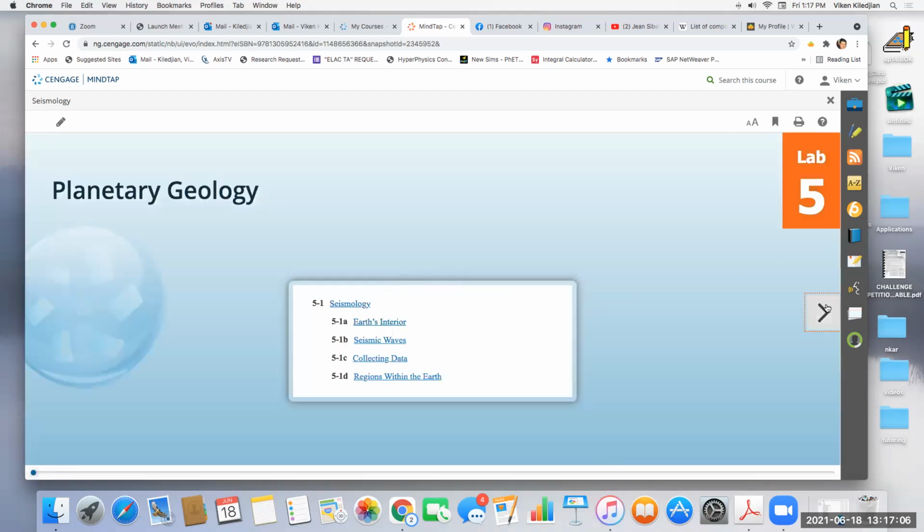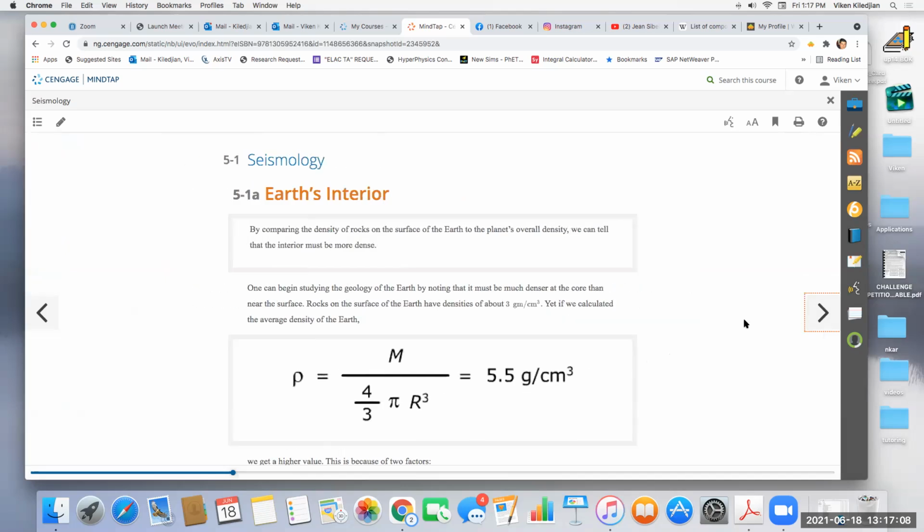So some interesting topics we're going to see here. Okay, Earth's interior. By comparing the density of rocks on the surface of the Earth to the planet's overall density, we can tell that the interior must be more dense. So density, in my opinion, is one of the most important quantities to describe something. It tells you how much mass is compacted into a certain volume, all right?